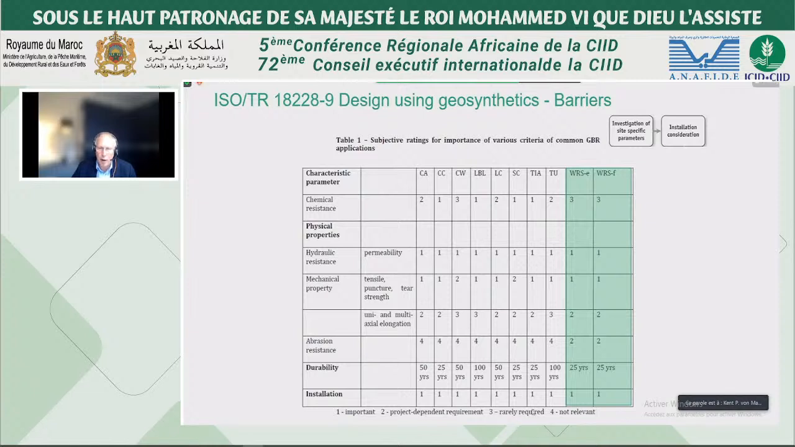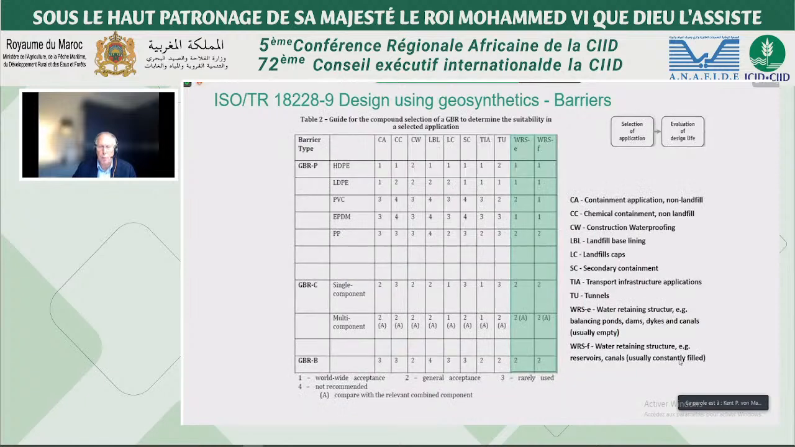It's rarely required. However, if you're containing liquids, like we heard in the previous presentation on mining applications, you're looking at chemical containment, and then chemical resistance is obviously a very important factor. So you can see that the applications differ widely in what they require, and in durability as well. Again, the guide recommends a minimum lifetime of 25 years, and obviously you can go beyond that. You don't have to follow this, but it would be the recommended minimum.